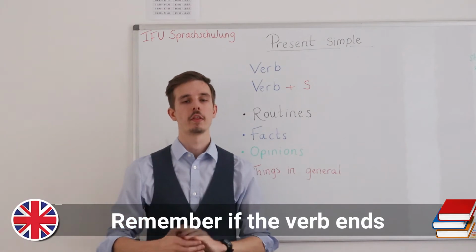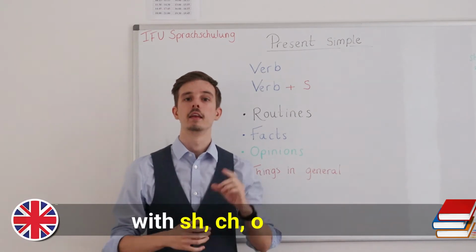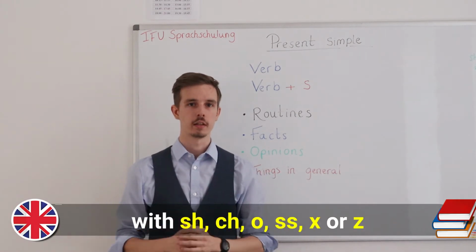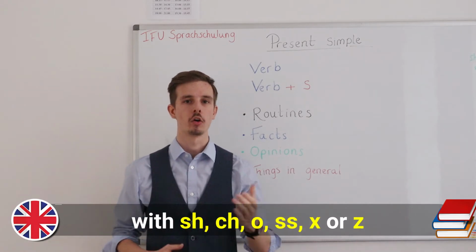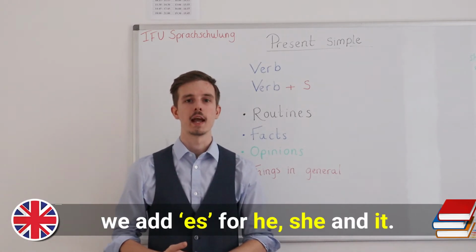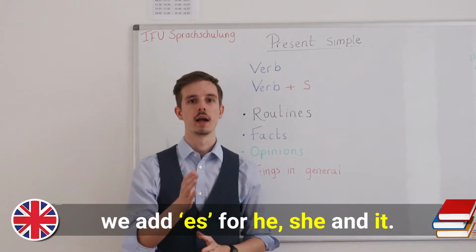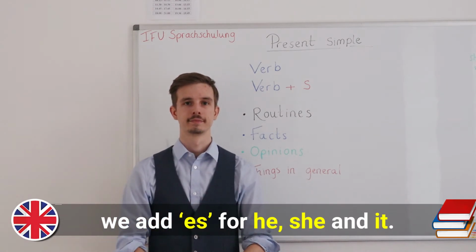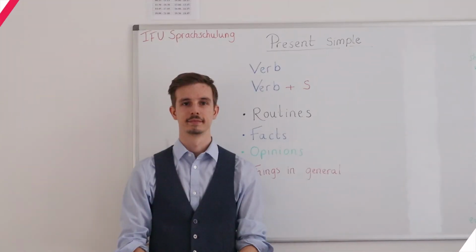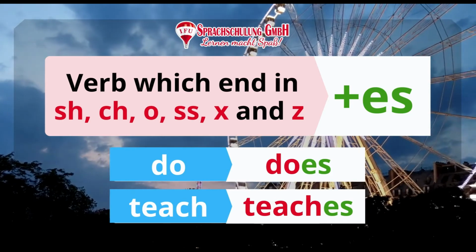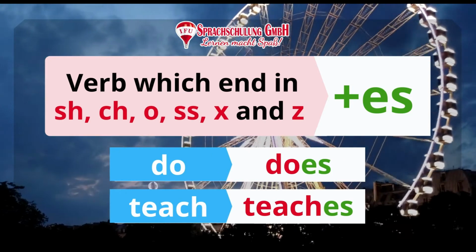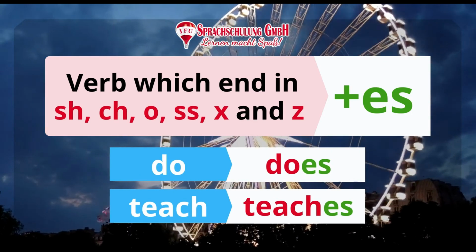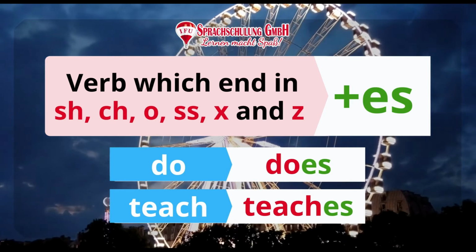Remember, if the verb ends in sh, ch, o, ss, x or z, we add es to he, she and it. Verbs which end in sh, ch, o, ss, x and z plus es: do, does; teach, teaches.